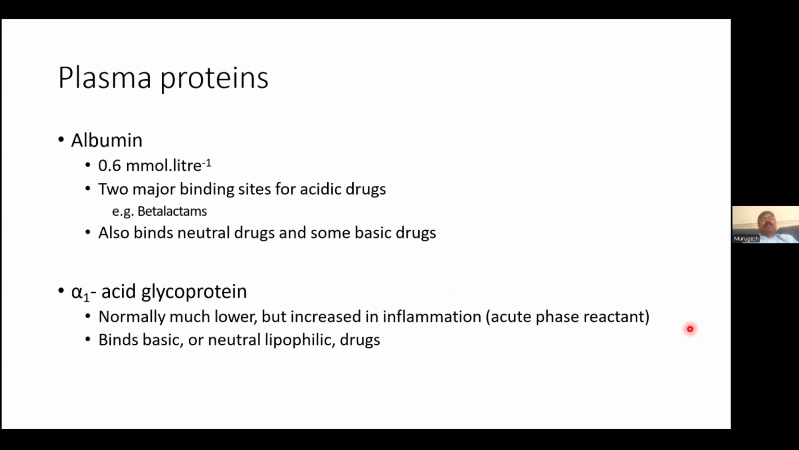Beta-lactam, like I mentioned, ceftriaxone is bound to plasma protein. Because of that, its half-life is increased, but the free amount of antibiotic is less. The same with alpha-1 acid glycoprotein, which is increased when there is inflammation. It is an acute phase reactant. Because of that, you get quite an increased amount when there is inflammation.